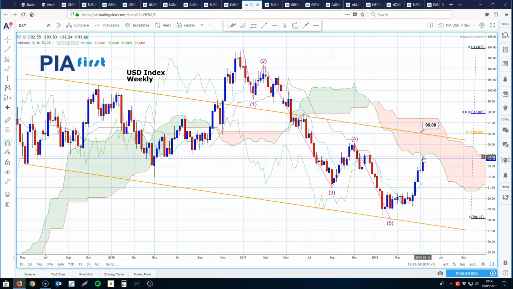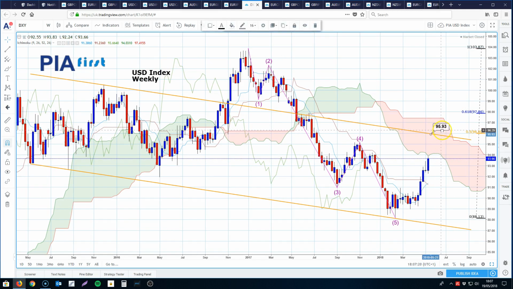So there is scope again for a corrective move lower before dollar bulls re-emerge, and we think the focus is around the 96 level. 96 is a 50% pullback level of this strong bearish move, and also the potential for the trend line resistance.